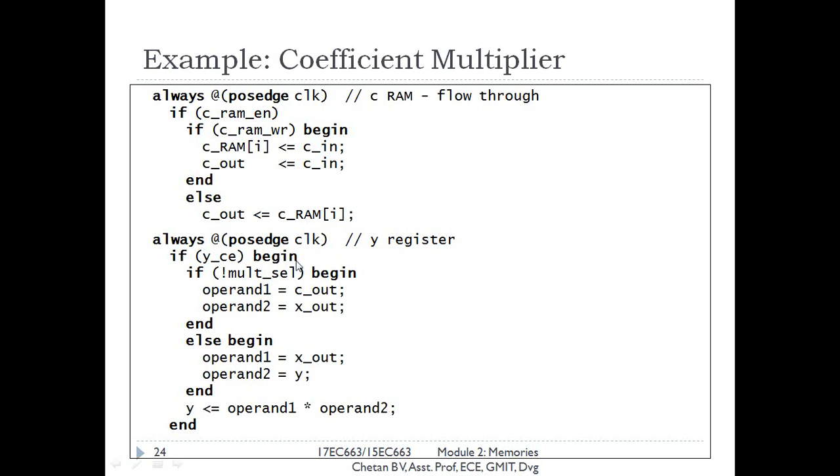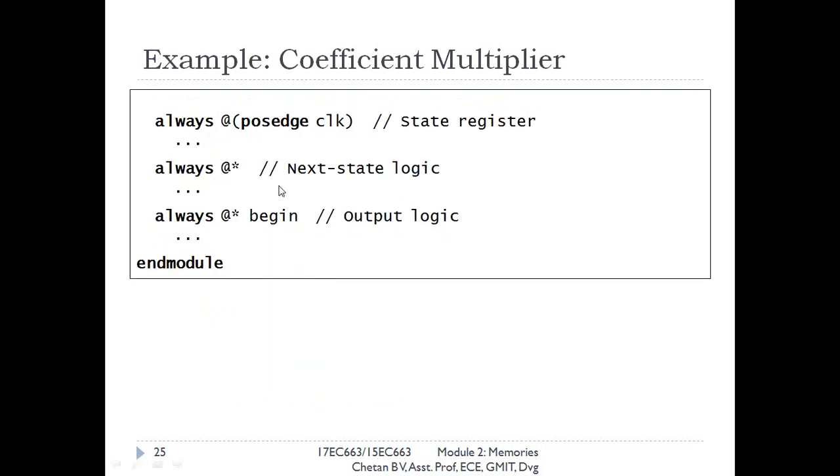In turn, after the execution of this block, CI will be multiplied with X if the multiply select is 0. If multiply select is 1, CI into X will be multiplied with X again. Ultimately you get Y equals CI into X square. The design of this finite state machine has 3 parts. It is left as an assignment. Here we have to design or model the state register, then the next state logic and the output logic.